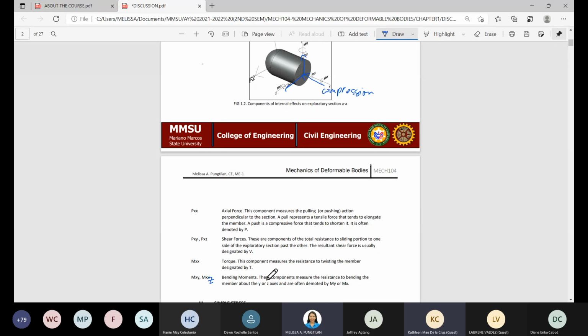These are components that measure the resistance to bending of the member about the Y or Z axis, and are often denoted by MY or MZ. So, yan yung mga bending moments. So, para mas maintindihan natin, let's consider this one.